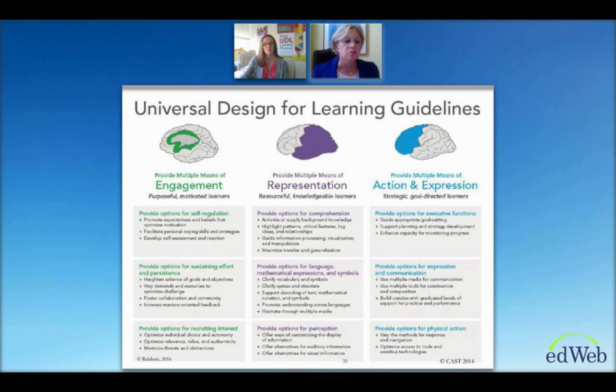There they are. So a student might in one lesson be really strong in their ability to recruit interest. They're really interested in this particular topic, so they're really great in that area. And what they're not so good at for that particular lesson would be being able to activate their background knowledge, or being able to transfer and generalize the information, which is up at the top under representation. So, you really have to consider the student skills in all of these areas. And I know that sounds overwhelming, but frankly, it is doable.